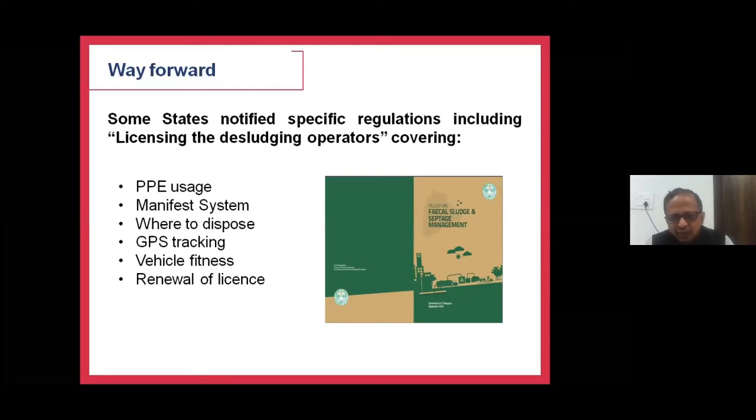This policy document covers PPE usage and a manifest system. That means whenever somebody wants to desludge a septic tank, what protocols the operator has to follow and where to dispose, and also a GPS tracking system to avoid illegal dumping, vehicle fitness, and renewal of license.